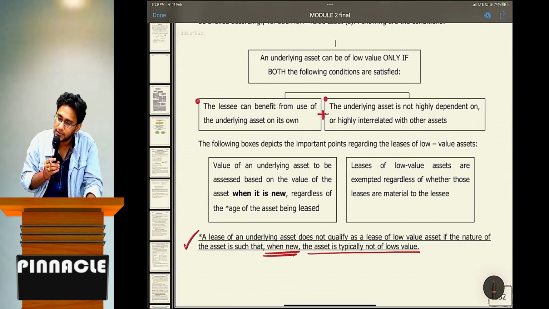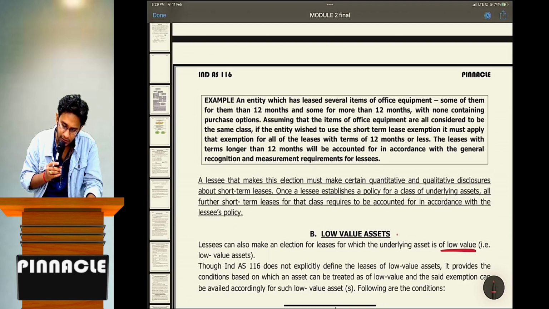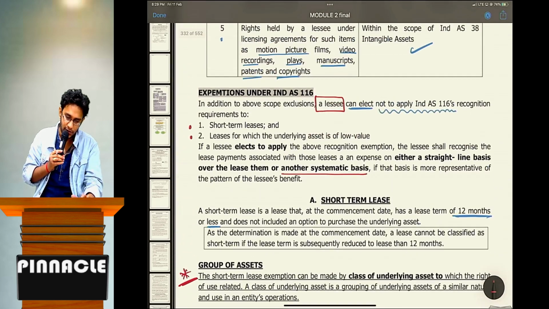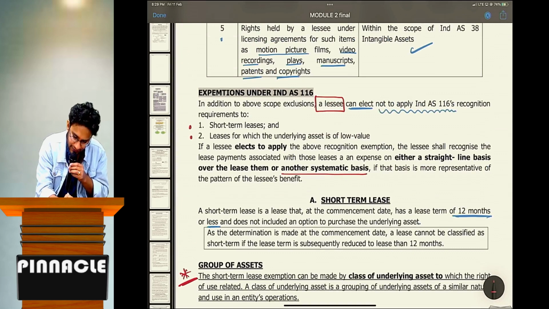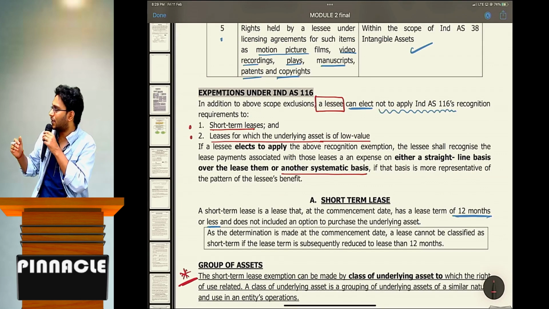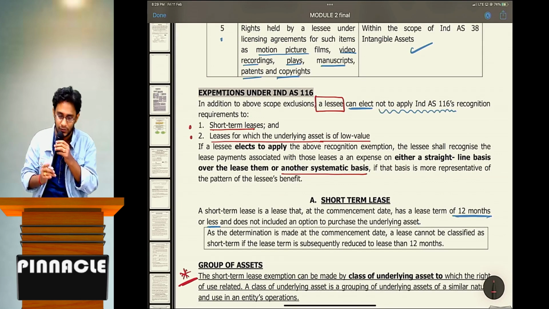Which both conditions? Which A and B? No. Short-term leases is a different case. Leases where the underlying asset is of low value is a different case. It's not like there are two conditions. No, there are two scenarios.